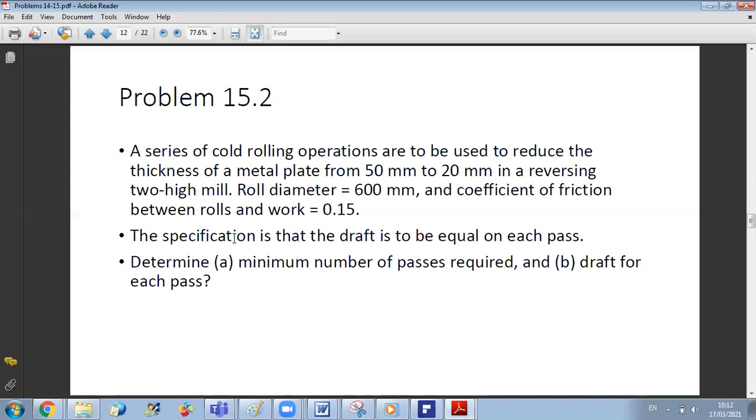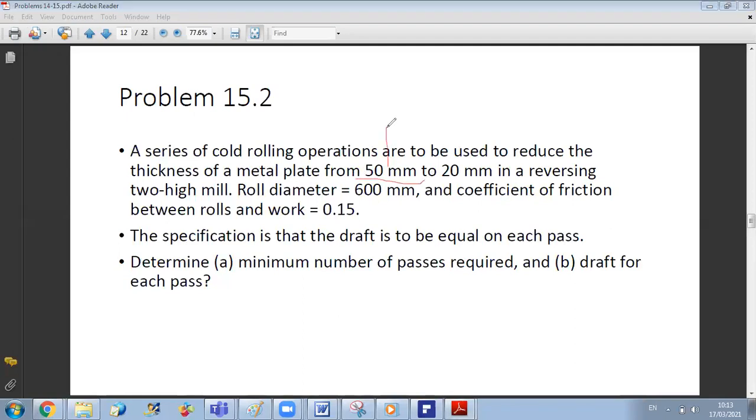The specification is that the draft is to be equal on each pass. So sometimes we might need several passes to accomplish a rolling operation. This is an example here. So we will determine first what is the minimum number of passes required, and then what is the draft of each pass. So first, from the given, we know the initial thickness.